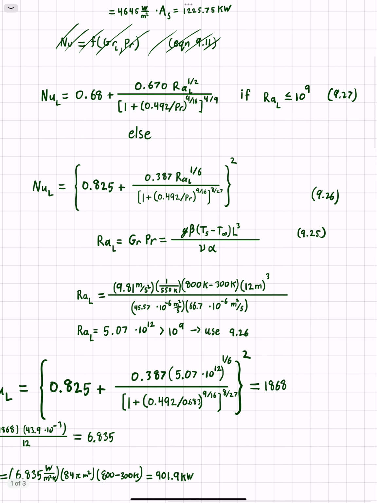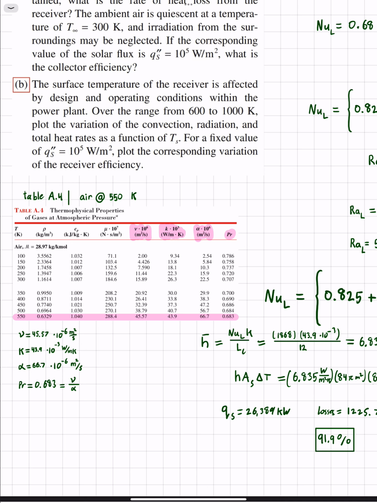That's your kinematic viscosity. Your k is in watts per meter Kelvin, and then alpha. So you get that nu is equal to 45.57 times 10 to the negative 6 meters squared per second. k is 43.9 times 10 to the negative 3 watt per meter Kelvin. Alpha equals 66.7 times 10 to the negative 6 meters squared per second. And the Prandtl number is equal to 0.683, which is also equal to just nu over alpha.